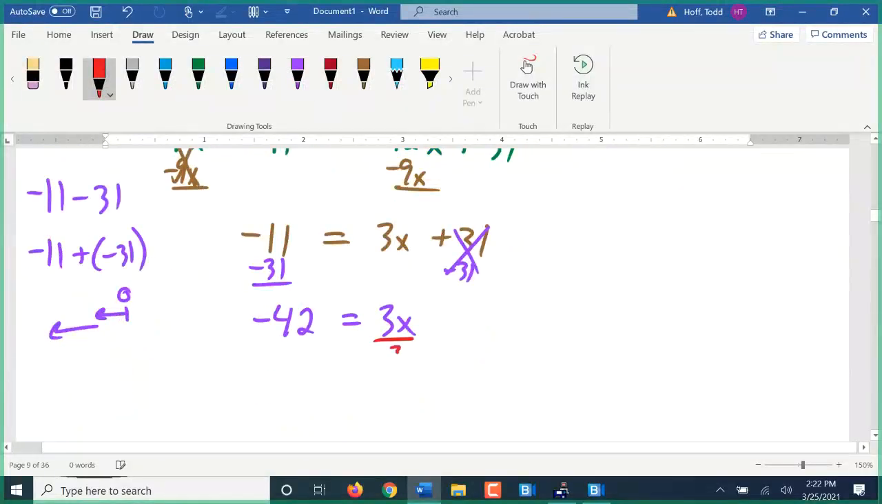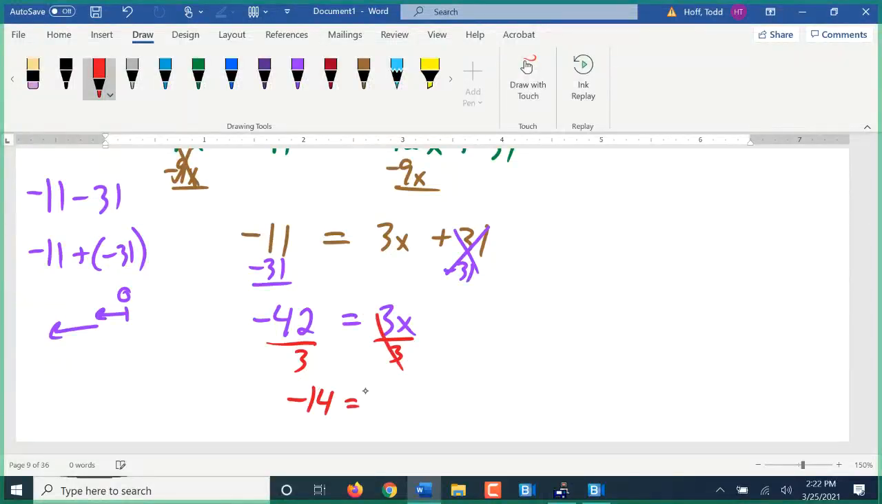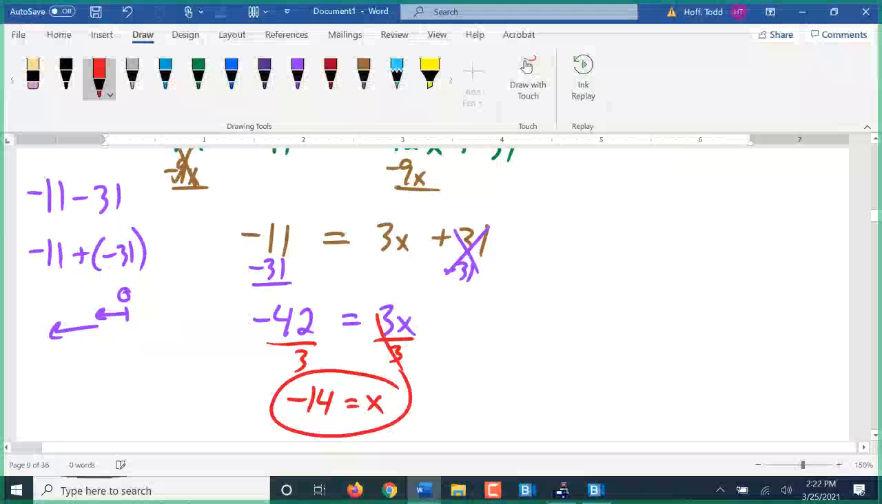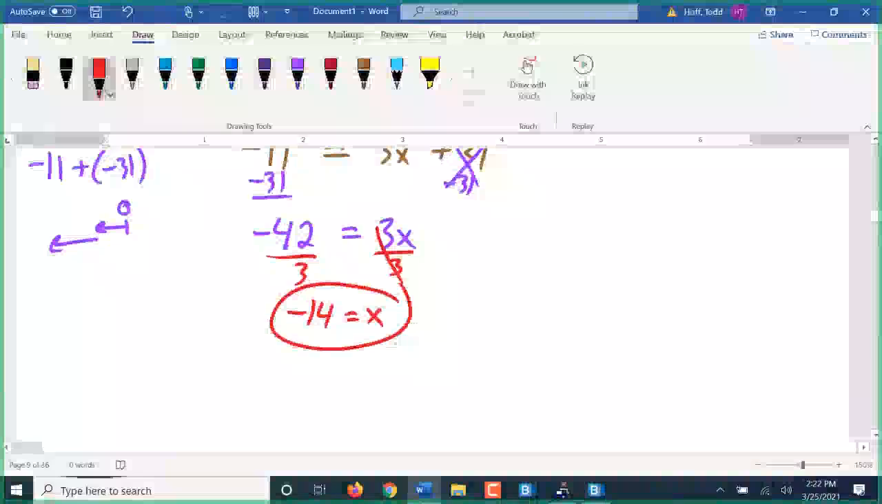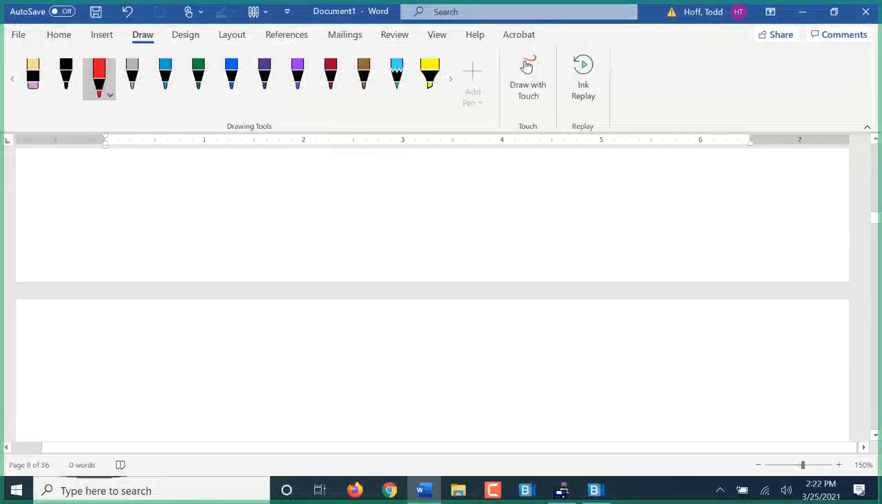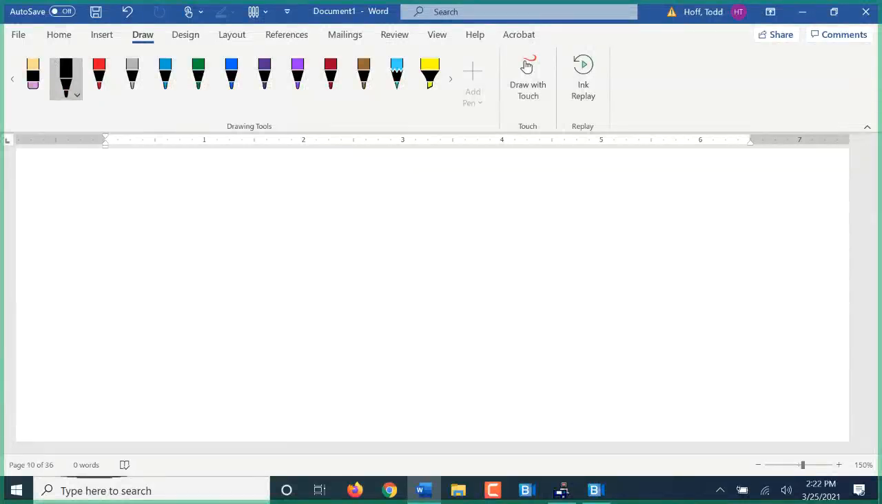Finally, we divide by 3. Negative 42 divided by 3 is a negative 14. 3 is canceled out there, so that's just x. So x equals negative 14. That's what we get for that problem. Not the prettiest problem we've ever done, but again, as long as we go step by step, we'll get there. You can run into problems like this.